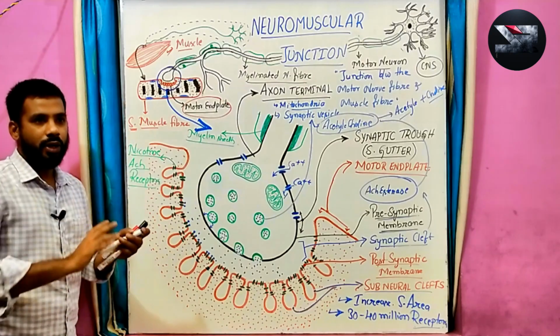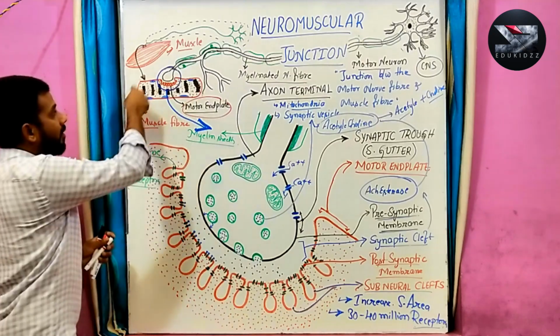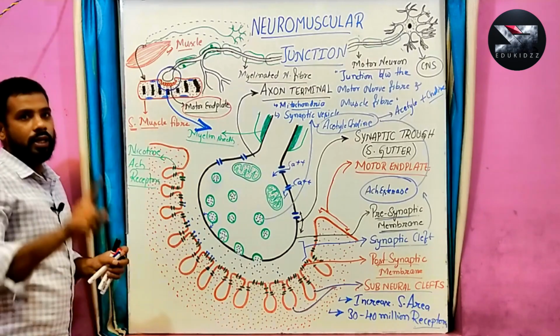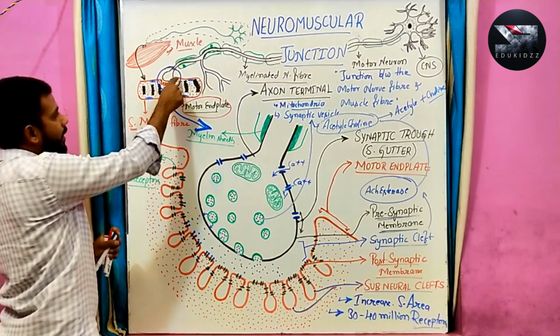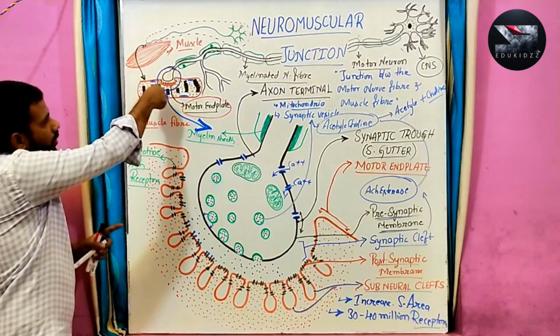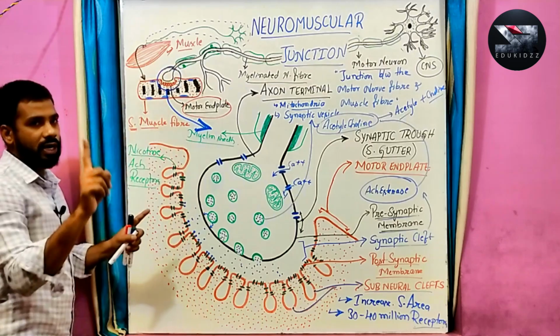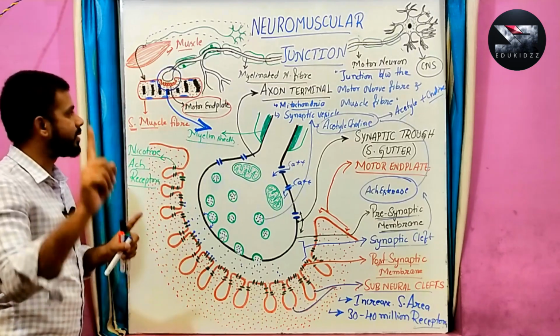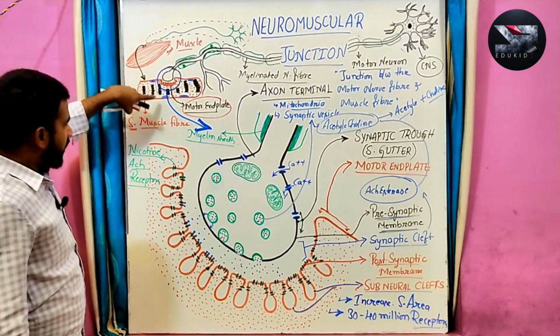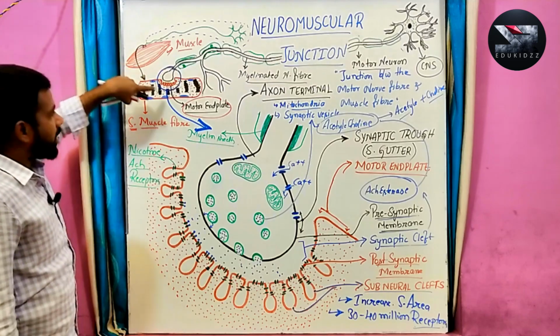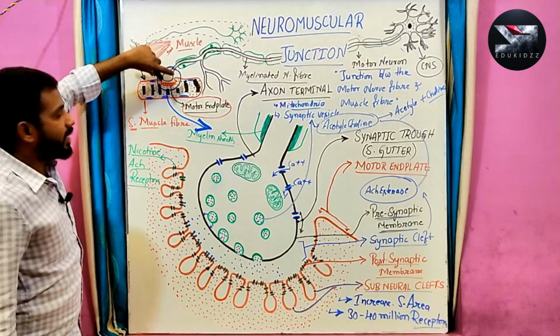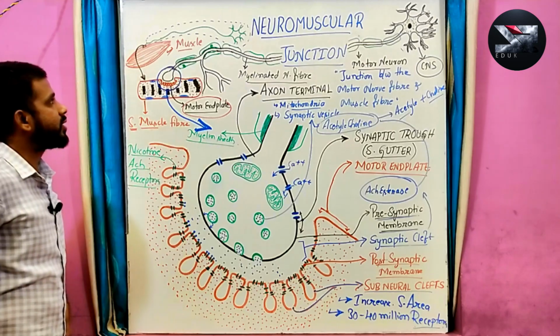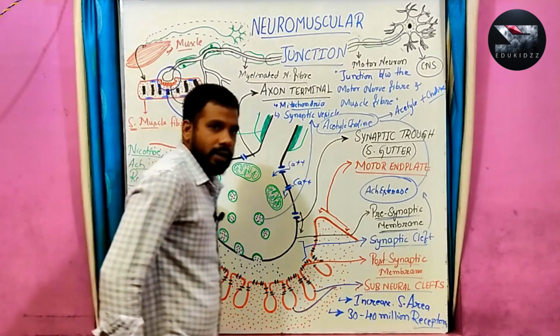And one more important point you have to remember here: per one muscle fiber, there is only one motor end plate. That means only one neuromuscular junction per one muscle fiber, which means per one muscle cell. This neuromuscular junction is generally situated most probably at the center of the muscle fiber. So this is about the neuromuscular junction.